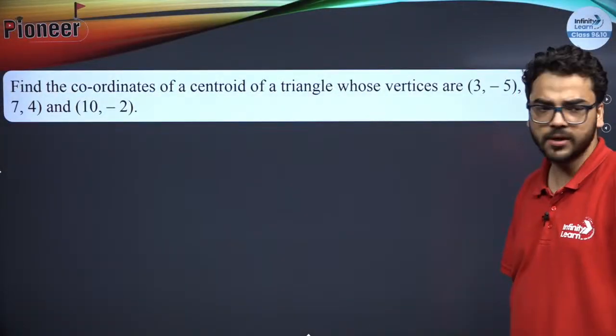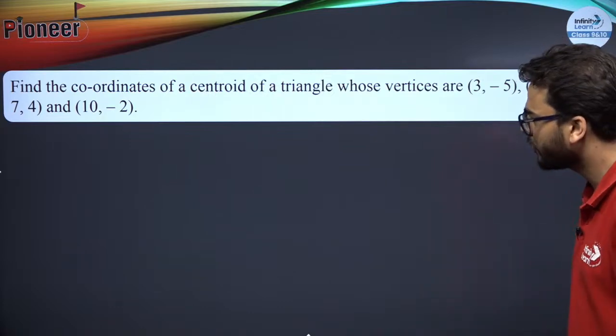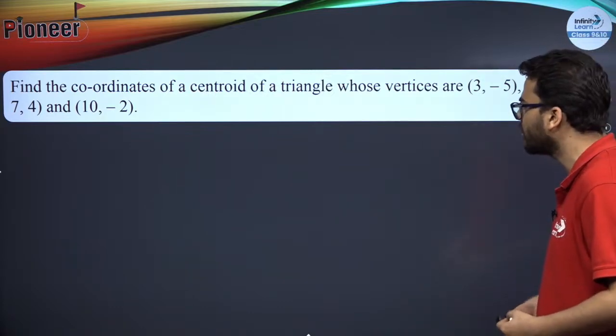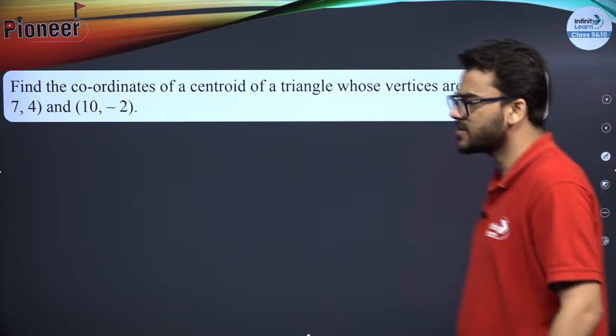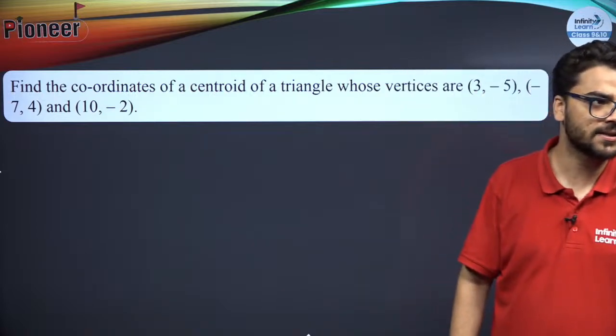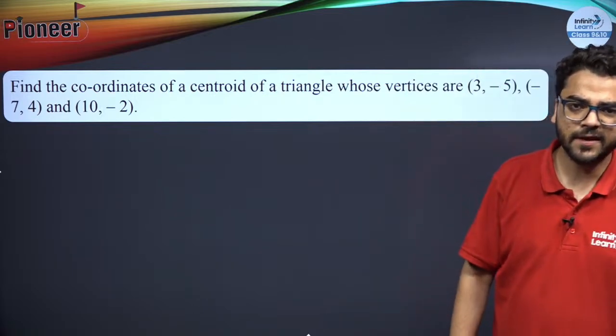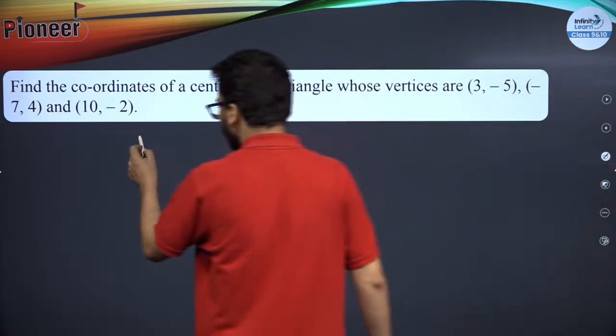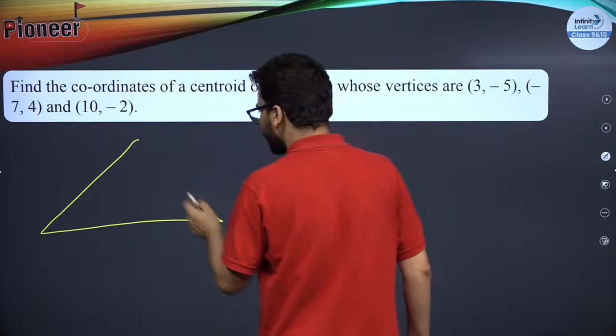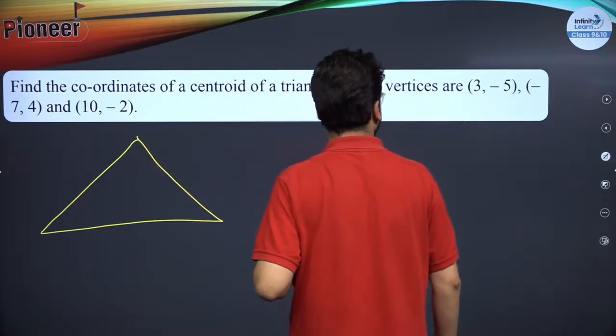So can you try and do this question? This is a direct question. Find the coordinates of a centroid of a triangle whose vertices are this. We already have done a question like this in this session itself. If the coordinates of the 3 vertices of a triangle are given to you, can you find the coordinates of the centroid of that triangle?